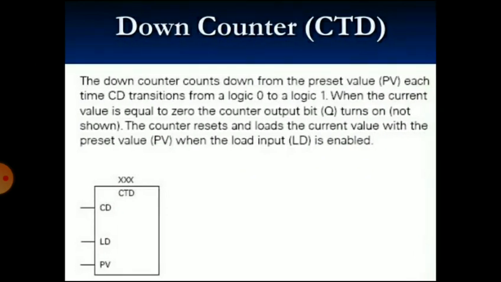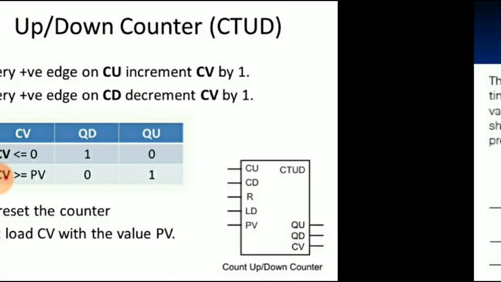So the down counter counts down from the preset value, that is PV, each time CD transitions from logic 0 to logic 1. When the current value is equal to 0, the counter output Q turns on. The counter resets and loads the current value with the preset value when the load input is enabled.